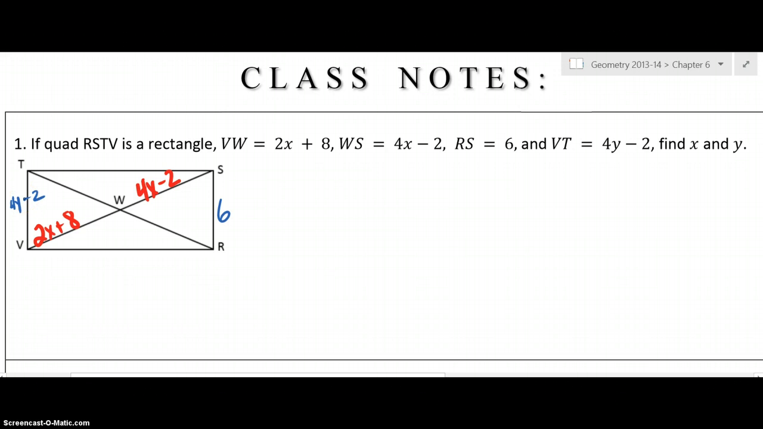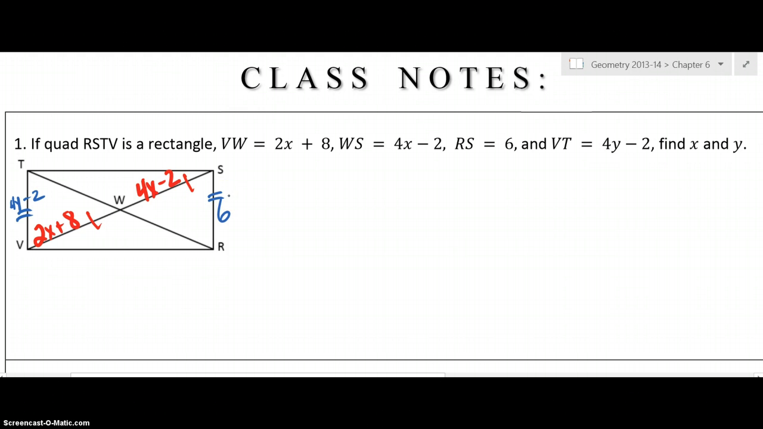Because it's a rectangle, it is also a what? By definition, a rectangle is a blank with 4 right angles. Parallelogram. Okay? And what do we know about parallelograms? The diagonals bisect each other. So these guys are congruent. And opposite sides are congruent. So those guys are congruent to each other.